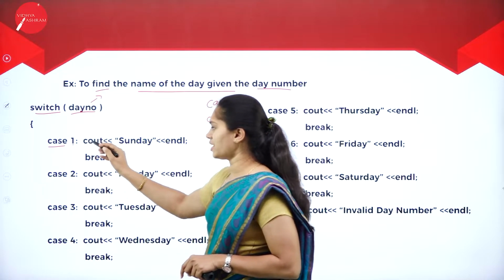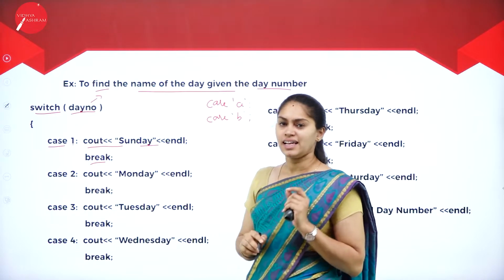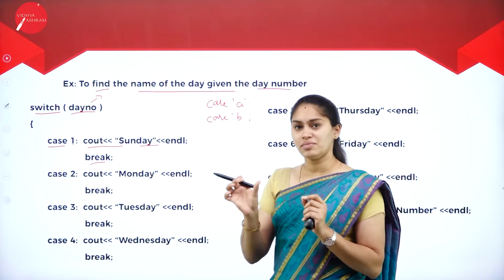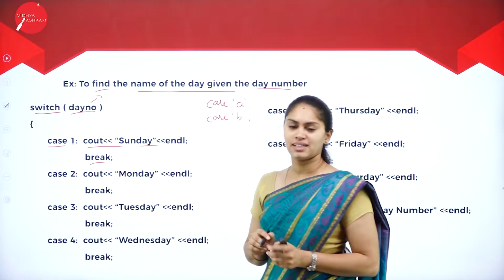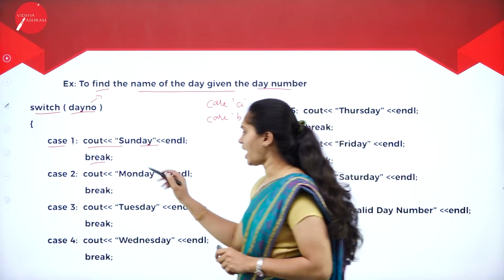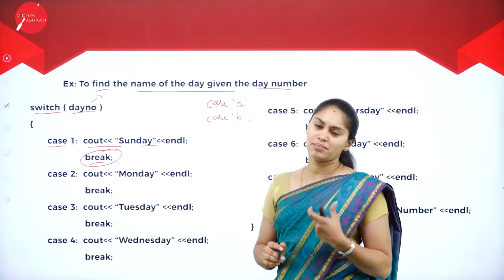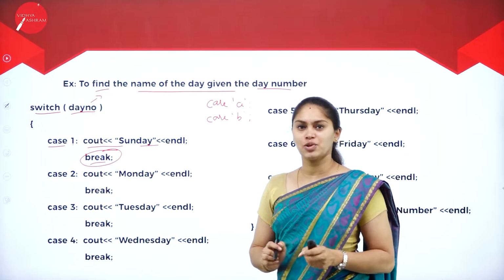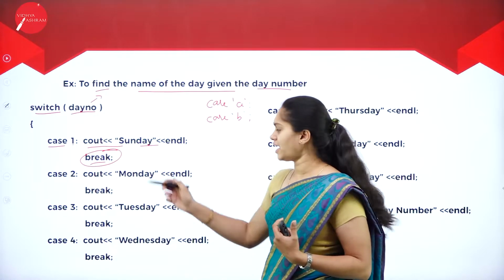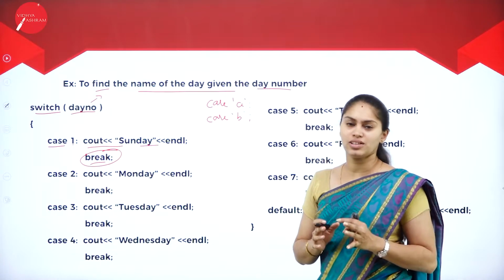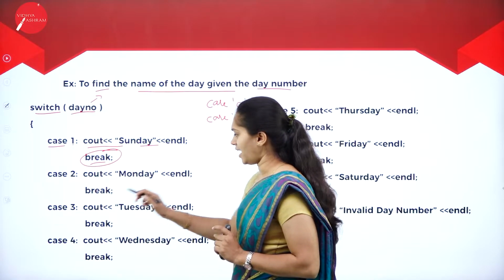So case 1: the label is 1, and we have a set of statements in that label. That means after the colon, whatever we have as a statement belongs to case 1. So cout Sunday and endl, that is end of a line. As we all know, we have to put break. What is the usage of break in the switch statement? It takes me out of the switch. Break statements are used in order to come out of the switch. Once I execute Sunday, I should not come to any other line of this code. That is the reason we have to take break in each case. Case 2: cout Monday, endl, break.